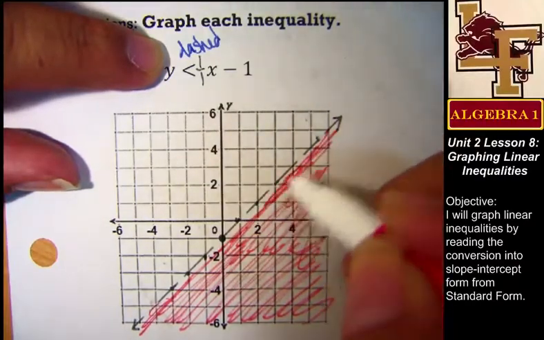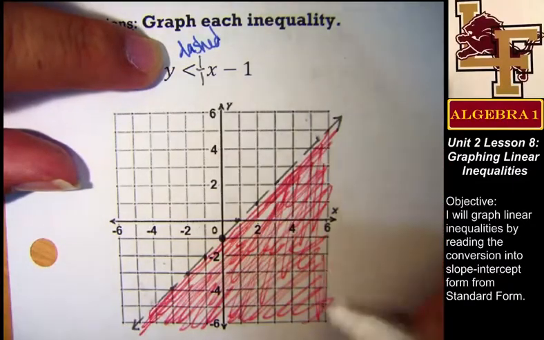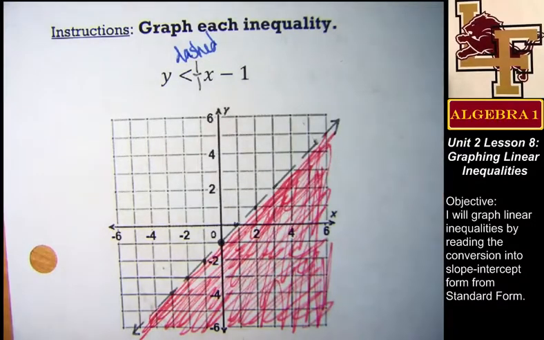Notice how I'm not coloring on the other side of the line. This is very much a kindergarten color in the lines moment. I failed that very badly. Cool? Yep. All right. Let's check the back.